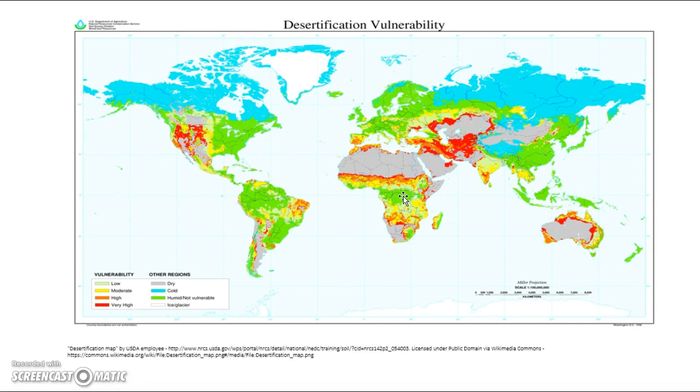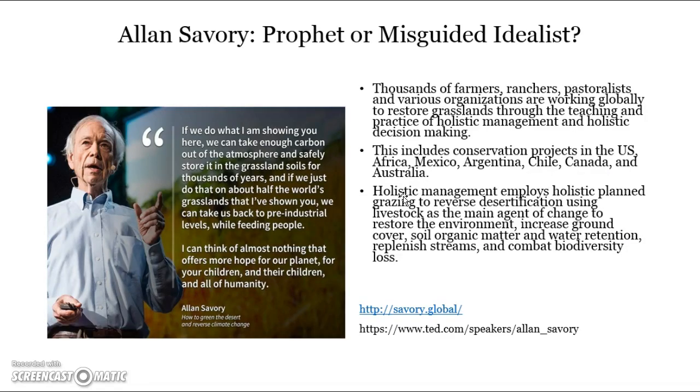Now, he has experimented with bringing in herds of animals in grasslands and claims to have had great results in having desert return to grassland. So he is criticized by many, and he is considered a prophet who might help save areas from desertification by others. He says here, if we do what I'm showing you here, we can take enough carbon out of the atmosphere and safely store it in the grassland soils for thousands of years.